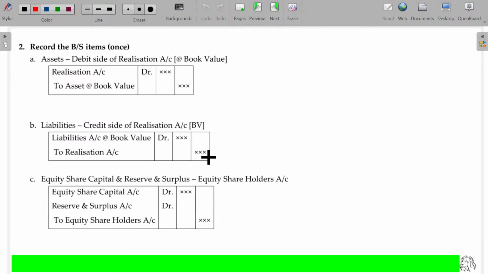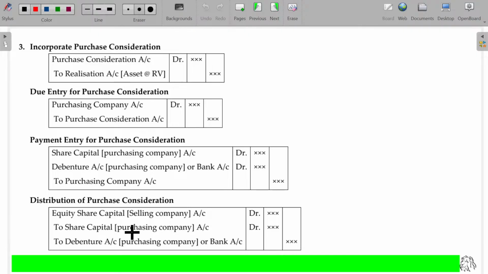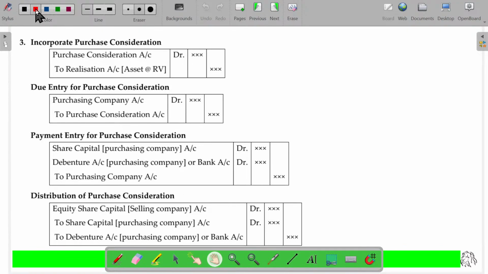Once it's open, next is to close the balance sheet. So second step, record the assets on the debit side of the realization account, and liabilities will be shown on the credit side of the realization account, and equity shareholders' funds will be transferred to the equity shareholders account. Okay, that's how we can close the balance sheet items. Then we'll go for incorporation of the purchase consideration in step number 2 itself. So purchase consideration will be posted in the realization account, purchase consideration account, and purchasing company account, along with the mode of settlement, how this is distributed to various contributors. So these are the steps involved, right?